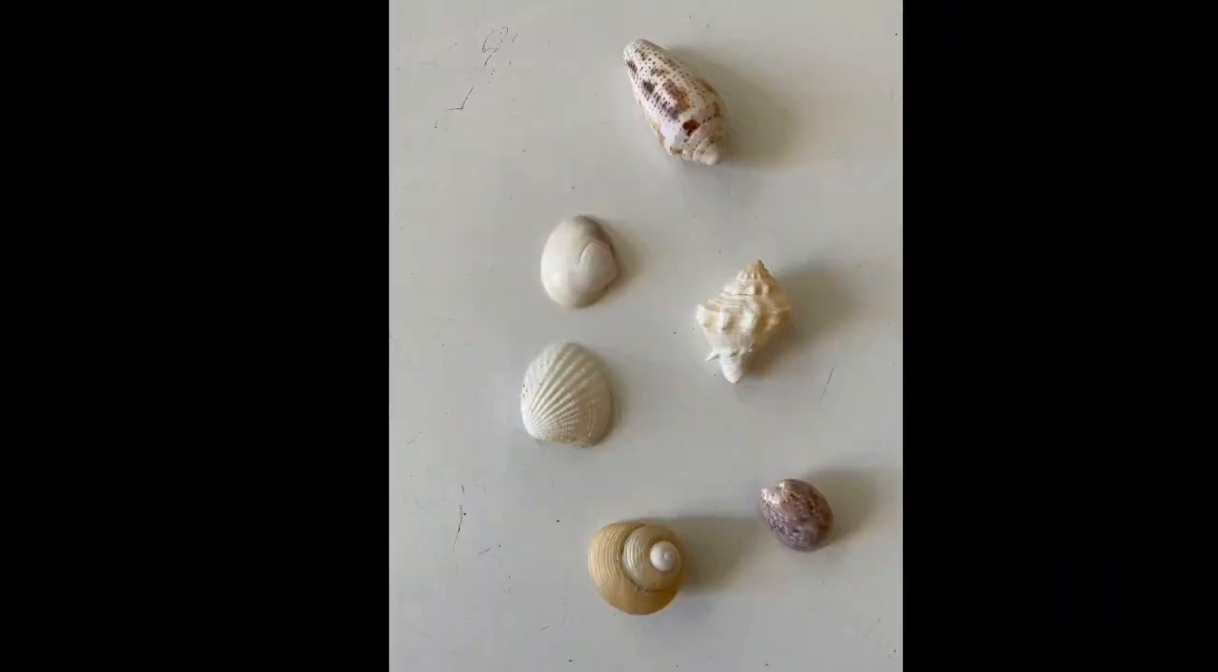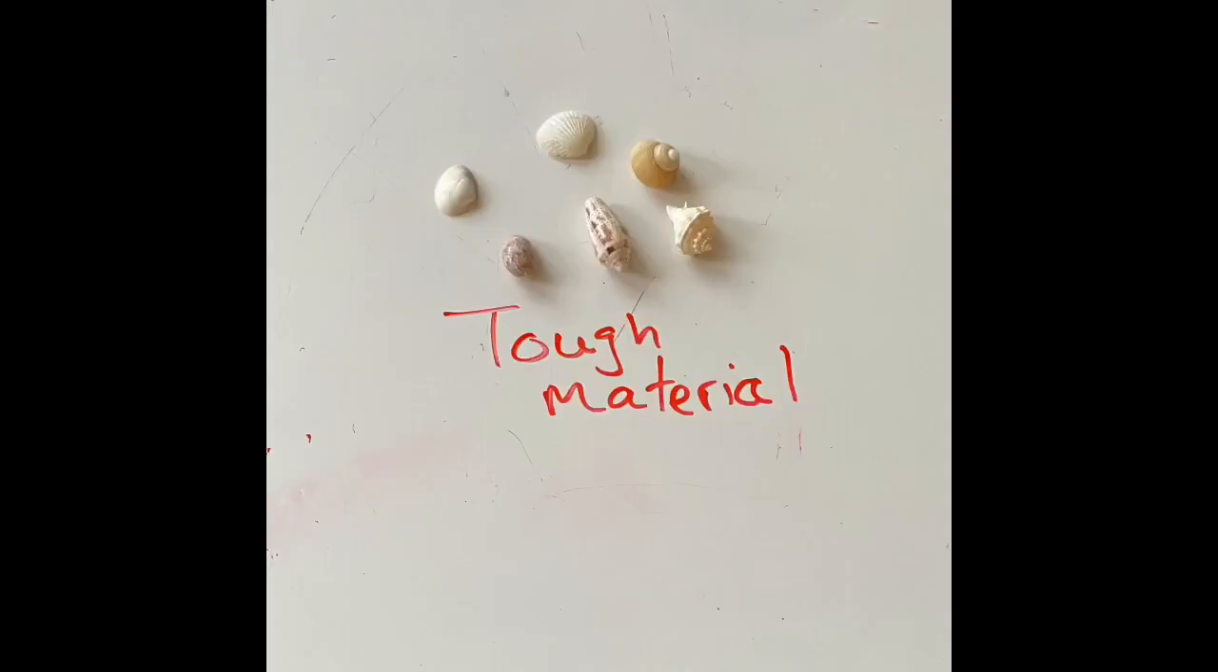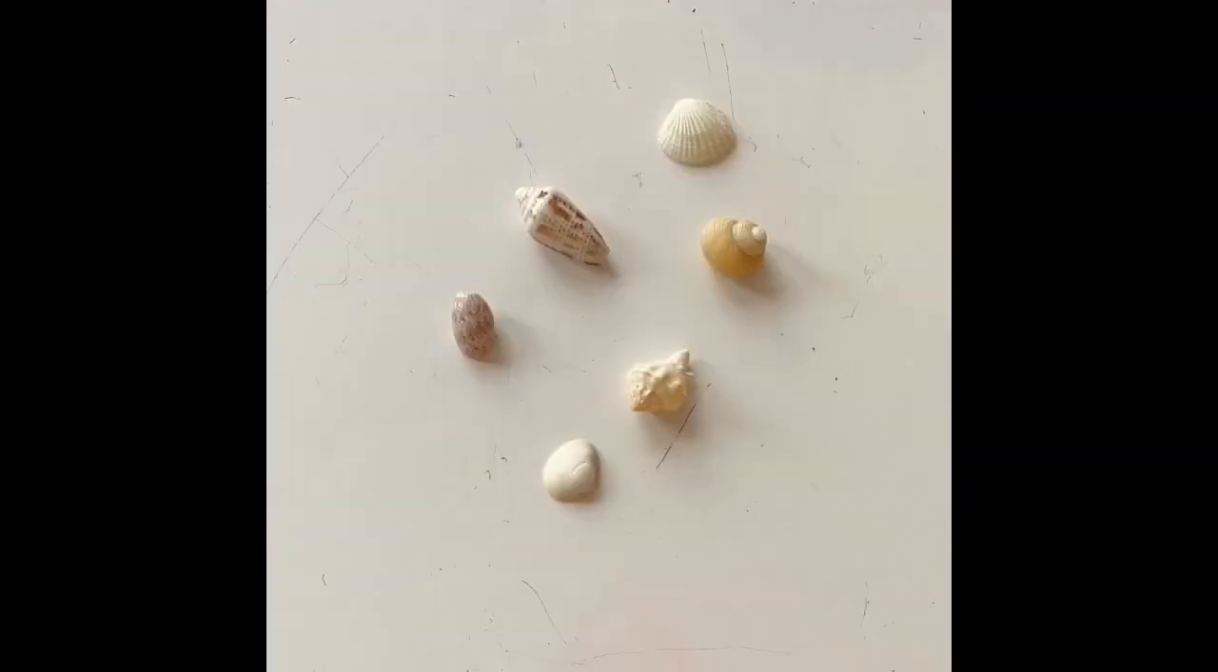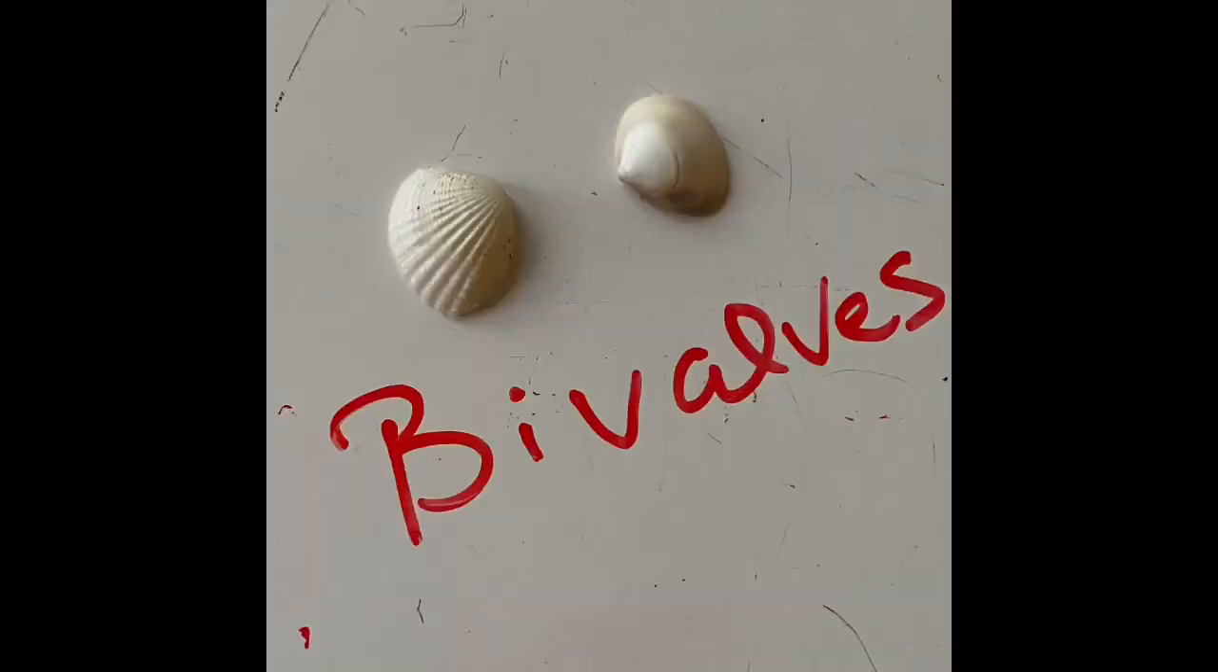So these are the 6 seashells that I picked, and now I'm going to try to classify them on a cladogram based on their physical characteristics. The first thing I try to observe is what is a common characteristic of all the seashells I've selected, and that's that they're made out of really tough material. The next thing I notice is that there are 2 that are very similar to each other. I did a little research and I found out that these are from bivalves, organisms like clams and oysters.